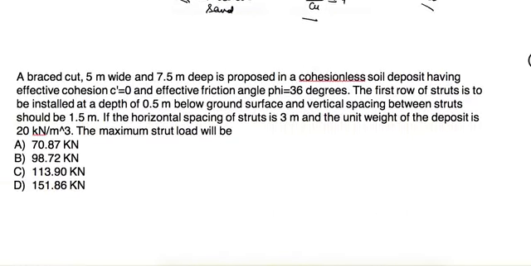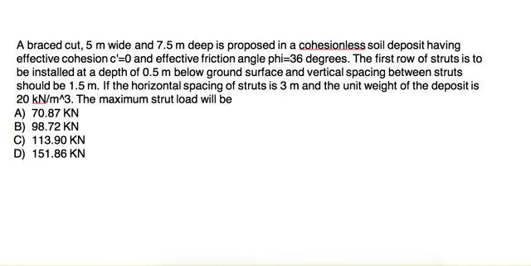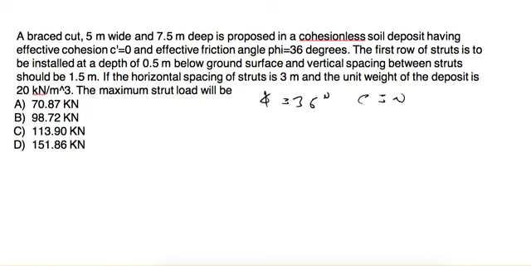So let's see one question which has been asked. A braced cut 5 meter wide and 7.5 meter deep is proposed in a cohesionless soil deposit having effective cohesion C dash equal to 0, angle of friction equal to 36 degrees, C is equal to 0. The first row of strut is to be installed at a depth of 0.5 meter below the ground surface. Okay, so let's draw a diagram first for this.